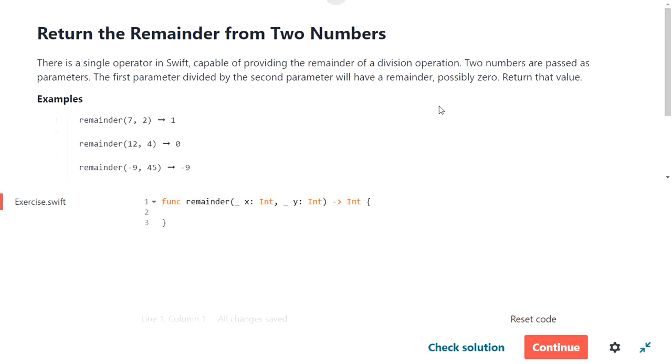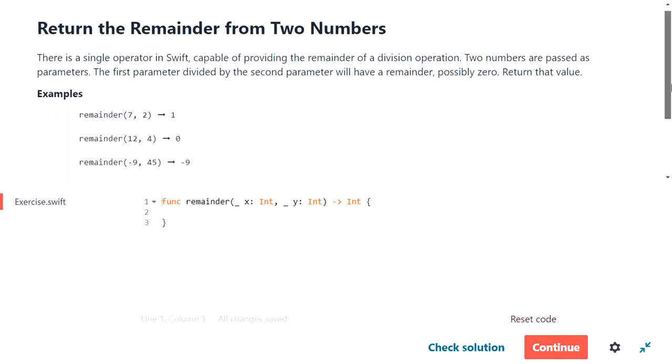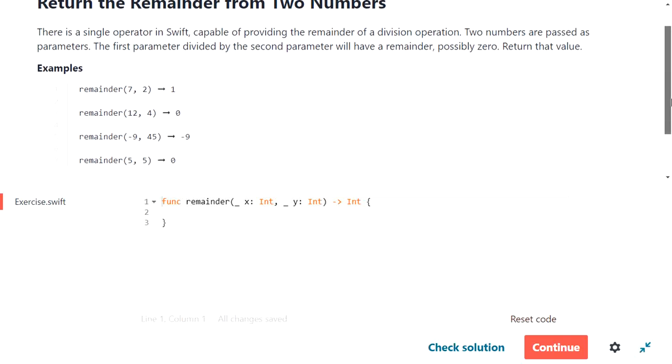Return the remainder from two numbers. So in this challenge you will be provided with two numbers x and y, and you have to return remainder of x divided by y.